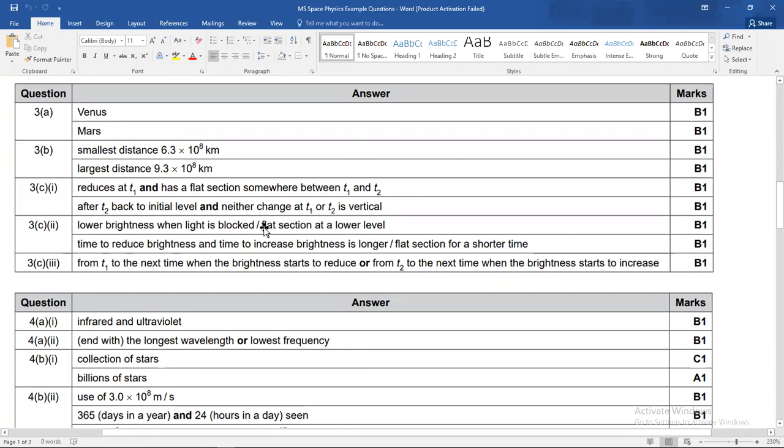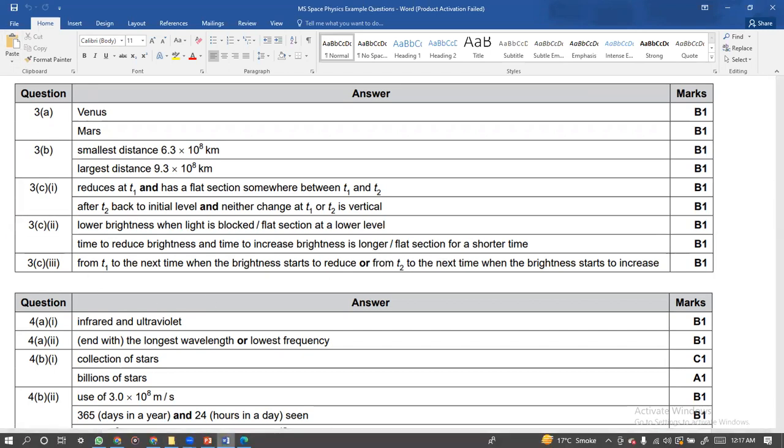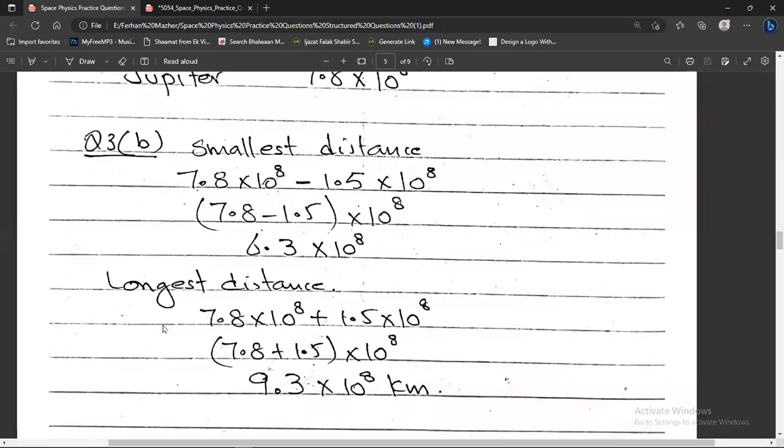Lower brightness when light is blocked, the flat section at a lower level. Time to reduce brightness, time to increase brightness is longer. Flat section for a shorter time. Okay. So these are the answers. You can see the marking scheme.